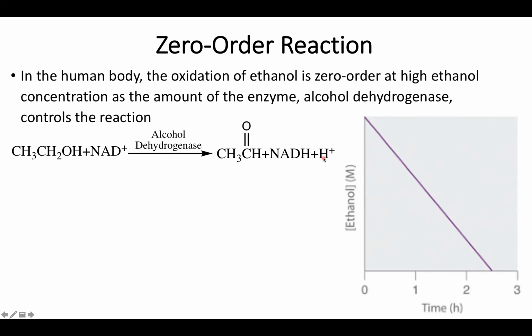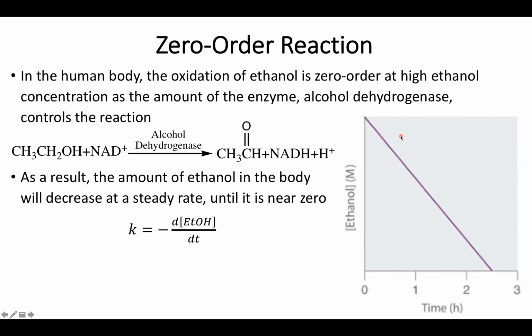So one of the things that's really fun about this reaction is that it's actually going to be the concentration of the enzyme that controls the reaction, and not the NAD or ethanol. And so as a result, what you tend to see is this steady decrease in the amount of ethanol until you get to really low concentrations. So for the most part, we see ethanol as having a zero order dependence.